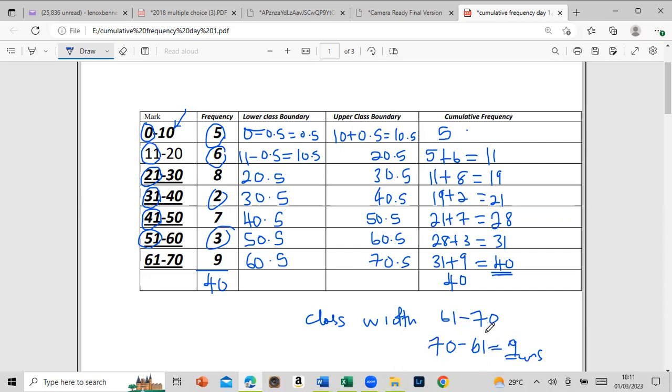Sir, yeah, go ahead. Being that you have 0 to 10, if we take 0 minus 0.5, wouldn't that give you negative? Yes, this is negative 0.5. Because remember, this is 0, so if you subtract something, it is less than 0.